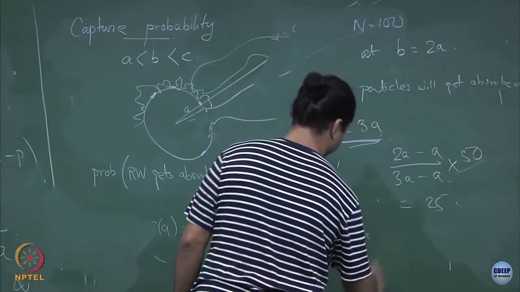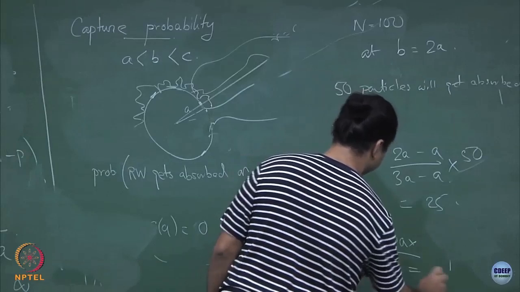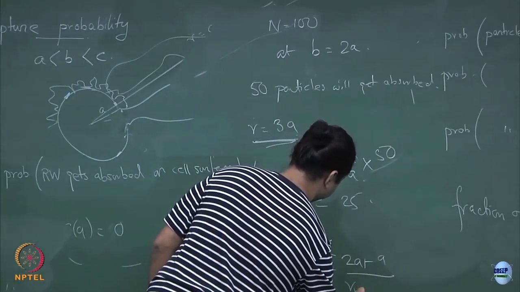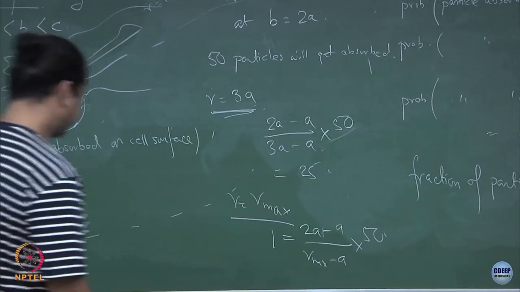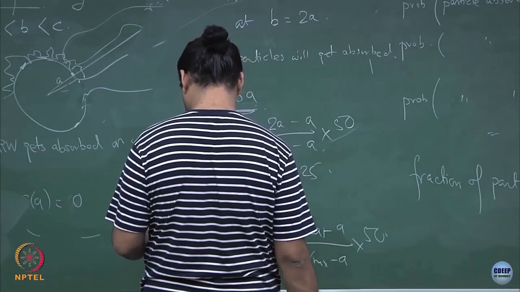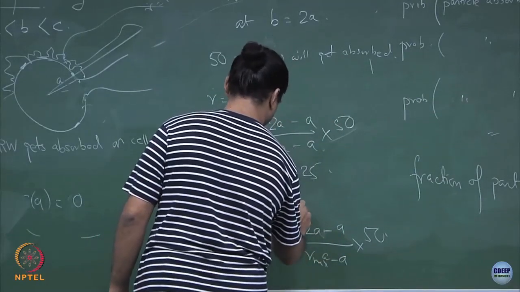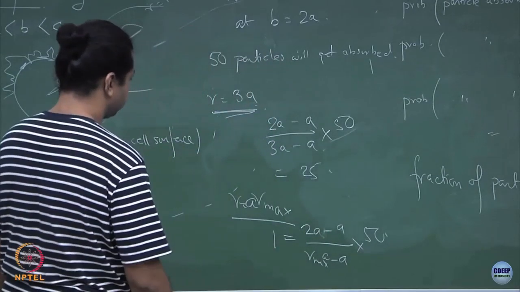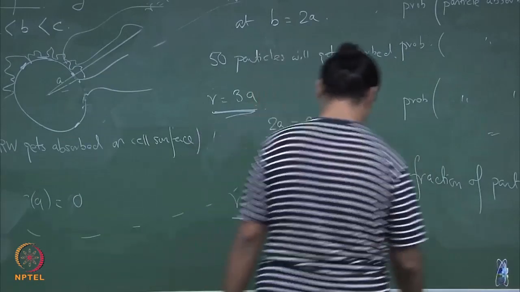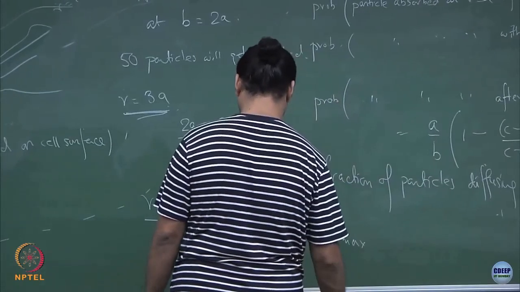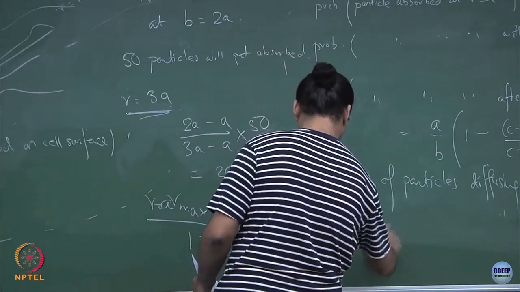So, if I want to find this r equal to, let us say, r max, then I can say that one particle is going to do that. So, that is 2a minus a by r max minus a, into 50. Okay. So, you can solve for this r max, right. Let me write r as a function of a, so that I can cancel out this a. The r is equal to r max times a. So, then what does this give? This gives r max equal to 51.